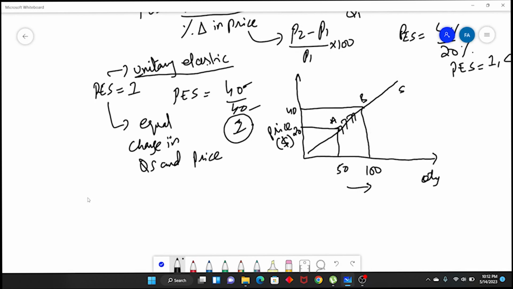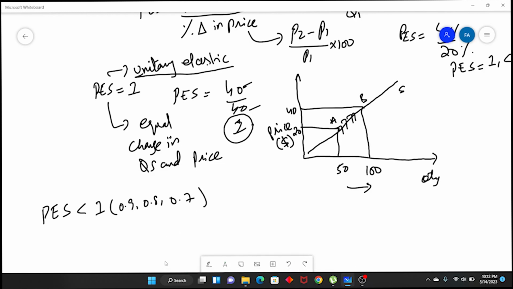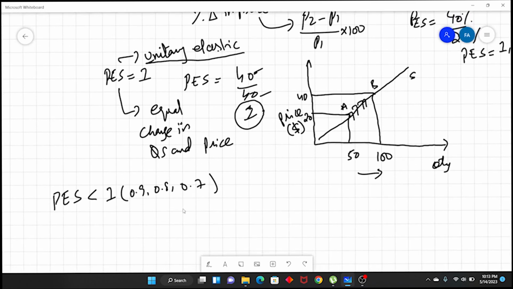Let's talk about the next thing, which is if PES, price elasticity of supply, is less than 1. If I give an example of that, it is 0.9, 0.8, 0.7 and so on. Sometimes you get an answer of 0.1. So again, it's possible, but you need to just remember one thing. The formula should be used wisely, in a correct manner, and it should not happen that you are making it upside down, that the numerator has become the denominator and the denominator has become the numerator. So just remember this thing.